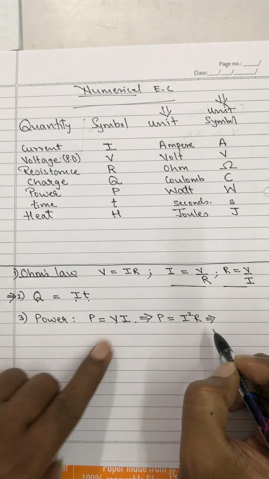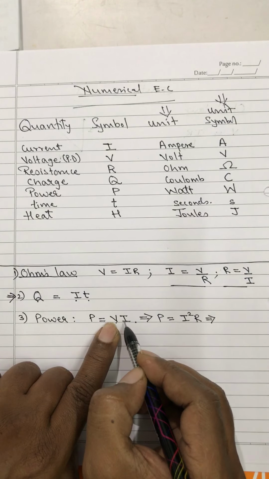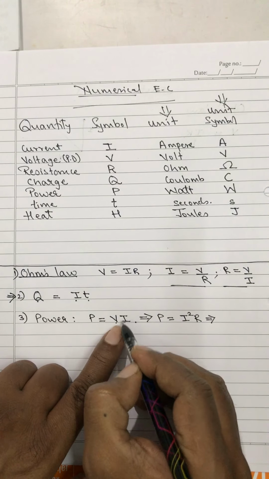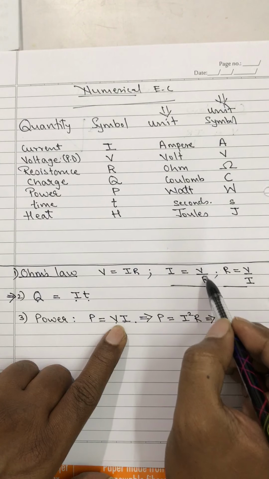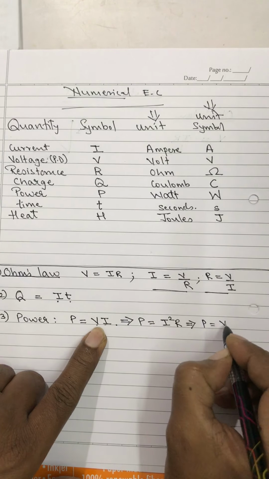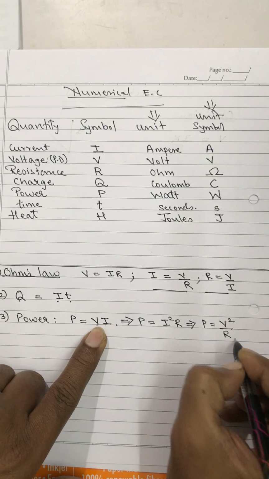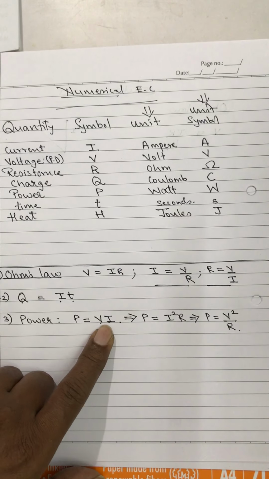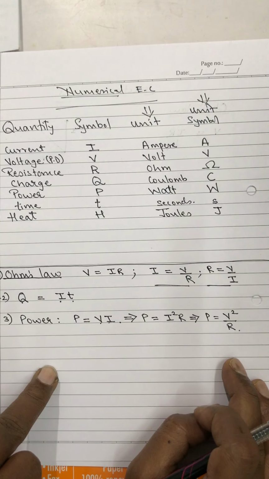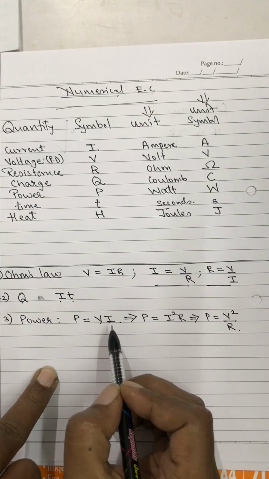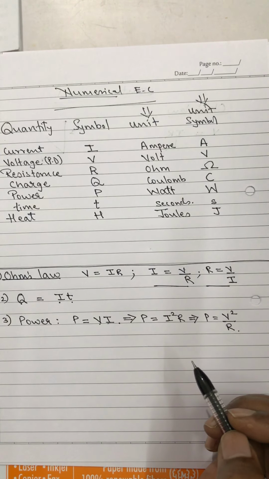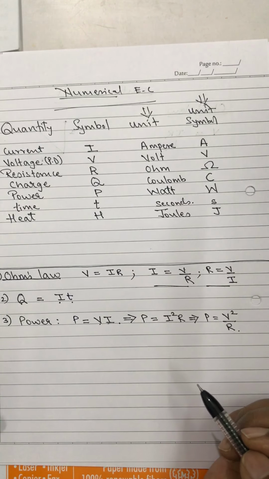Also, one more thing, instead of V I can write IR, it will become I square R. Or instead of I, I can write V upon R. That will become power is equal to V square upon R. There can be many more also, but this is more than sufficient.